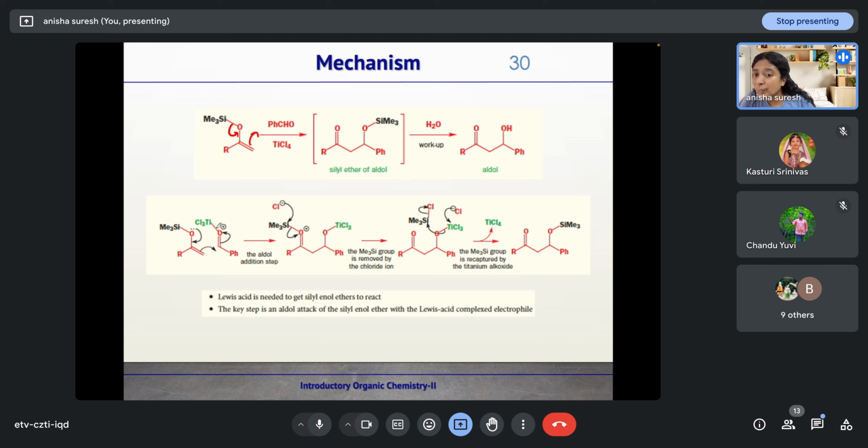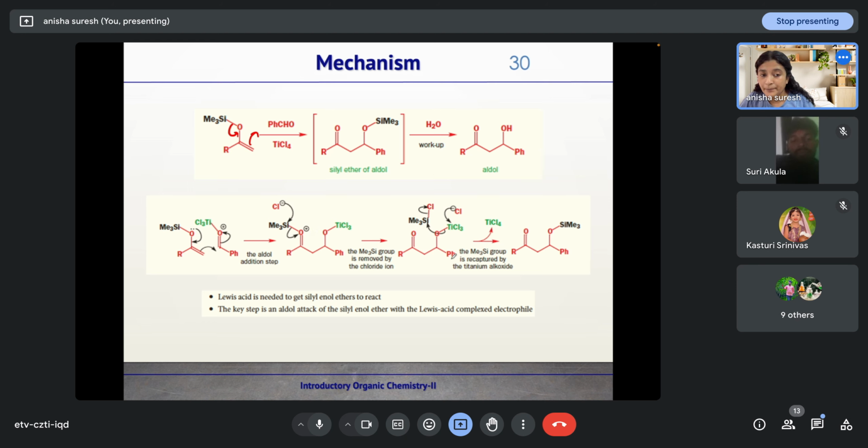For making this more electrophilic, TiCl4 will coordinate with the carbonyl group of benzaldehyde, and that will make the carbonyl carbon more electrophilic. Then this lone pair of oxygen will fold here, and this carbon-carbon double bond will attack the carbonyl carbon. So this is the aldol addition step. It will lead to formation of this intermediate. Then the Cl minus removed from TiCl4 can abstract this silyl group. Chlorine, fluorine, any halogens will have more affinity towards silicon. So it will abstract the silicon and neutralize the positive charge on the carbonyl carbon.